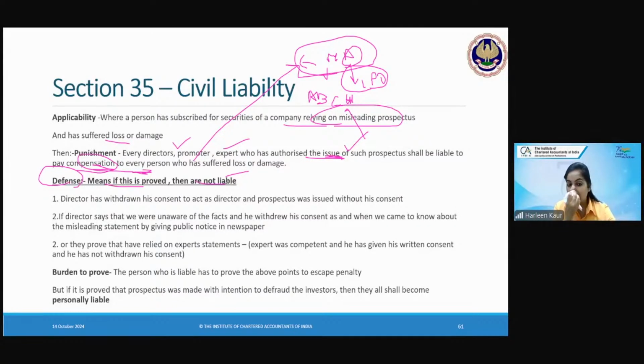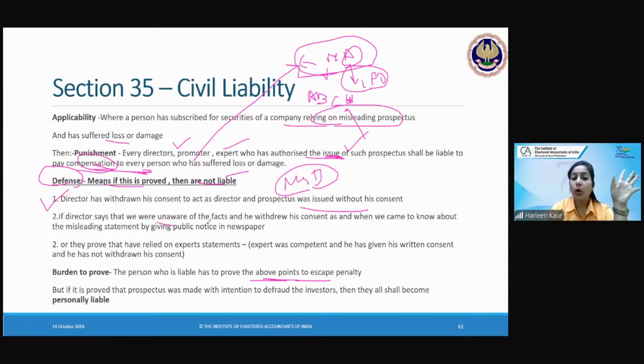A director says that I have withdrawn my consent to act as director and the prospectus was issued without my consent. So there was a director, Mr. D, who was also being held liable. He went to the court and proved all the points. The burden of proof lies on the people who are making the above points. Mr. D said, look, I have this written consent. I have withdrawn my consent that I'm not going to act as a director, and the prospectus was issued without my consent. Then this director will not be held liable.